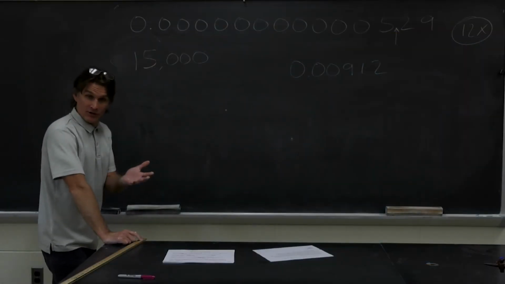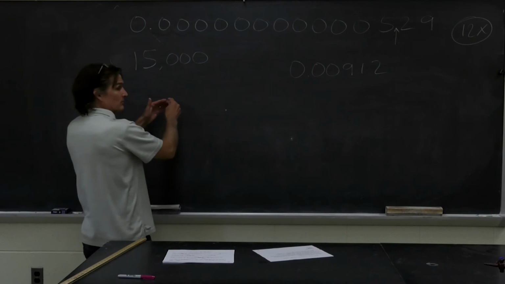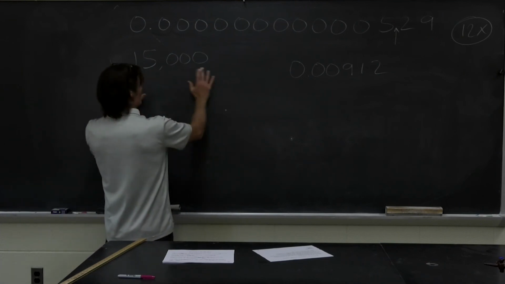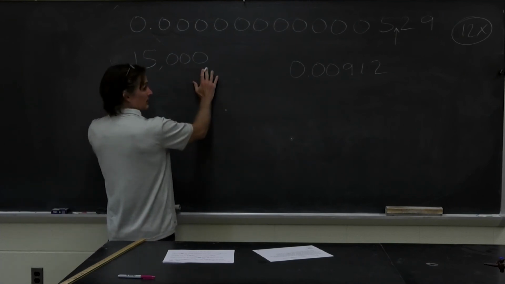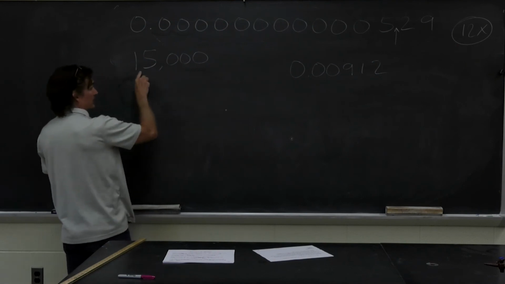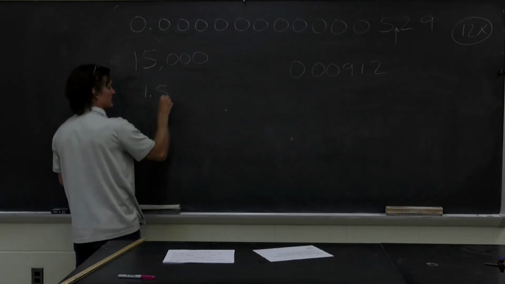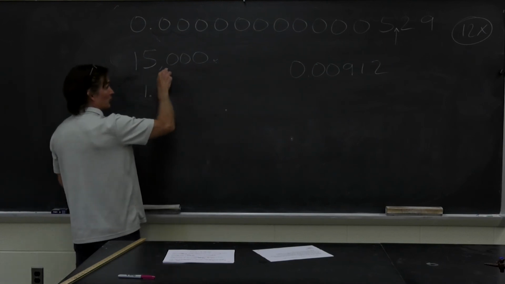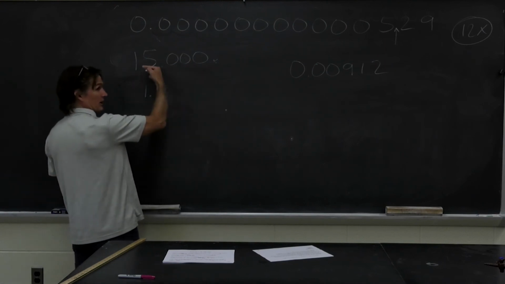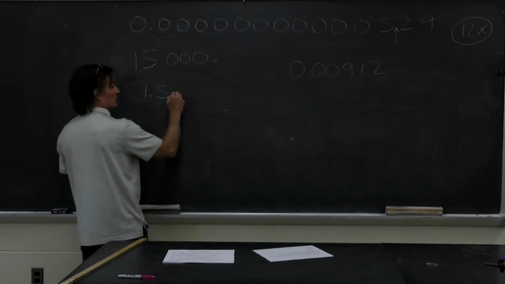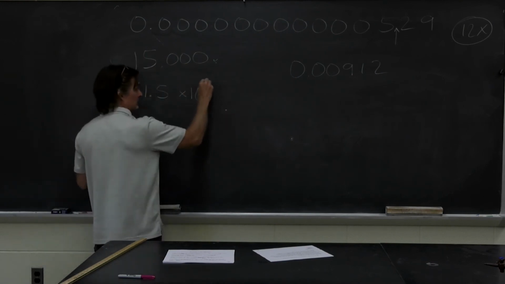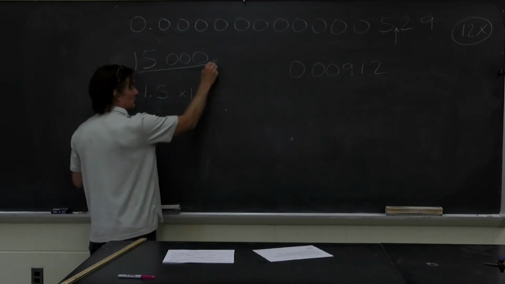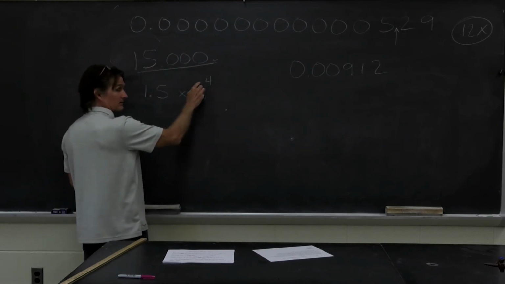All right, now that you had a chance to try that, we're going to demonstrate how to do it. This number here, if I want to write it as a number between 1 and 10, I think you'll agree that that's going to be 1.5. The decimal started here. I had to move 1, 2, 3, 4 spaces in this direction in order to be able to write this as 1.5. So I'm going to write this times 10 to the power of 4. And because the number was large, we're going to keep this positive.